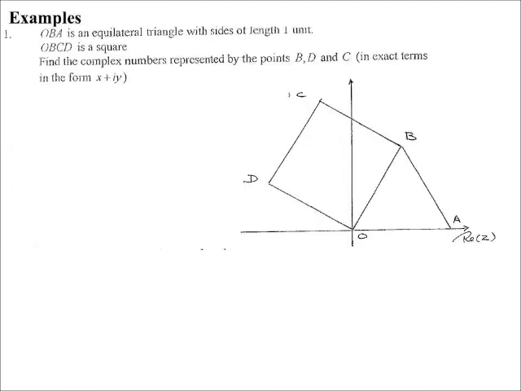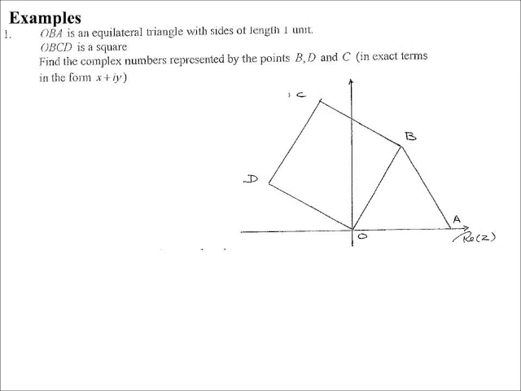Okay, another example. OBA is an equilateral triangle. To make life easier for ourselves, they told us the length is 1 unit. OBCD is a square, and obviously it also has length 1 unit because one of its sides is the same as the equilateral triangle. We want to find B, D, and C. Now, with a question like this, when they ask to find B, D, and C, the first thing I think is, that's strange. Why didn't they ask to find B, C, and D? Why did they say B, D, and C? They're giving me a little hint here. Find D before you find C. Otherwise, why would they have said that order? It's not normal.